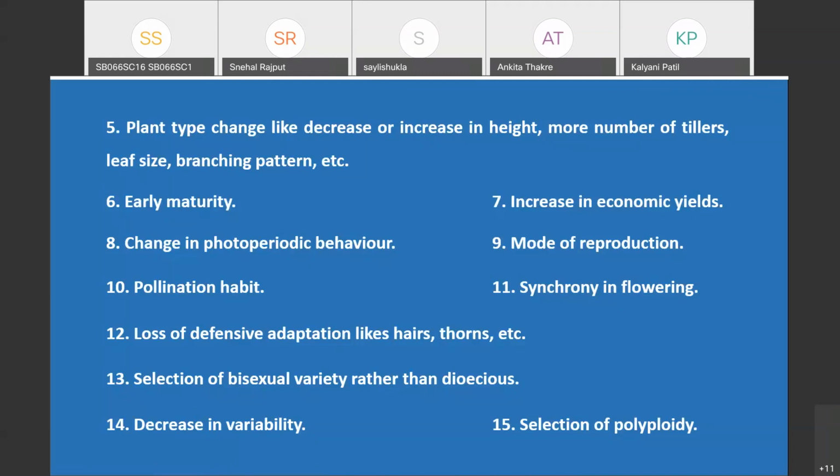Okay, then these are the changes which were brought about by the domestication. That is due to the domestication, the wild weed species were growing as wild species, but when these species were brought under human management, when these were domesticated and cultivated continuously, generation after generation, certain changes take place in these plants.